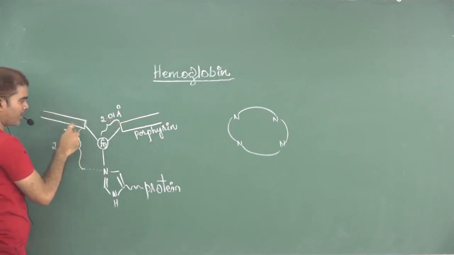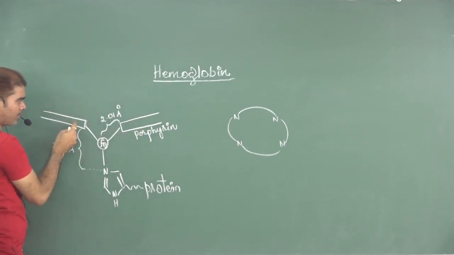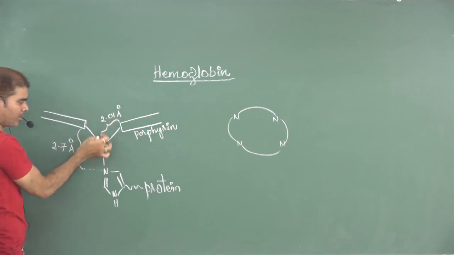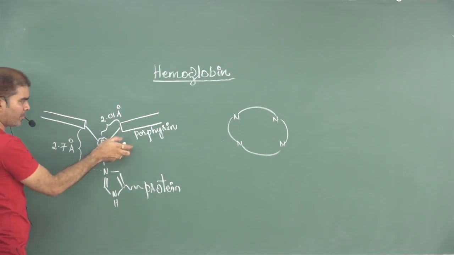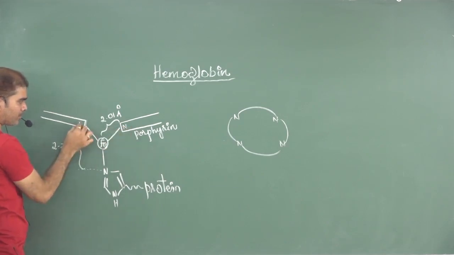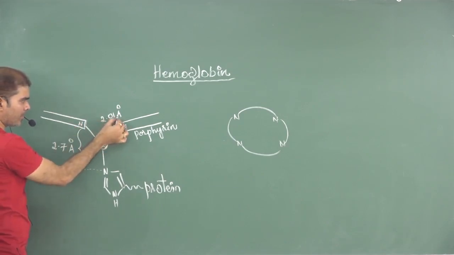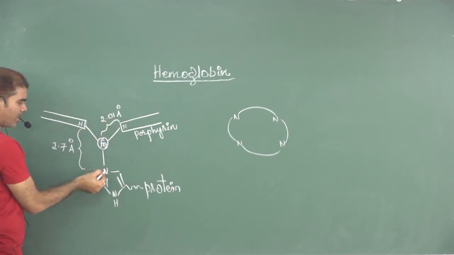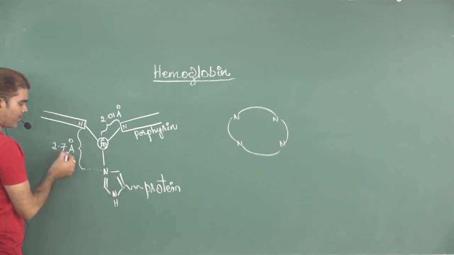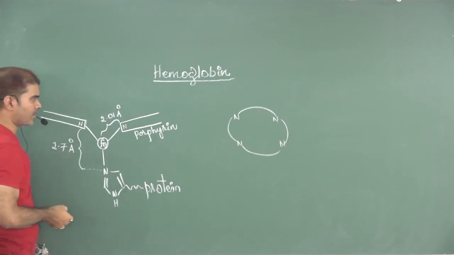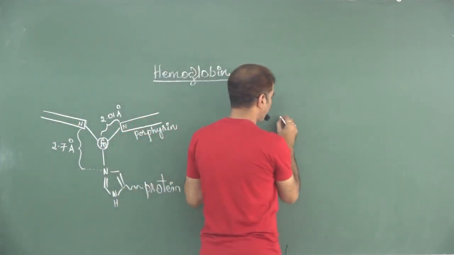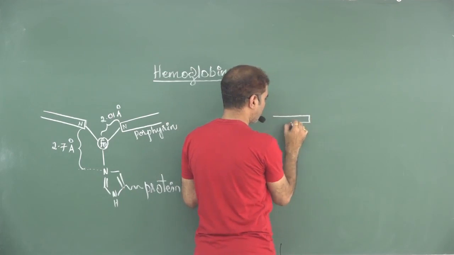Okay, so you can just imagine this as porphyrin. The porphyrin is not in plane, it is coming out of the plane. Iron is coming out of the plane. And what is the distance between the nitrogen and the iron of porphyrin? These are the nitrogens. It is about 2.01 angstroms. And the distance between the porphyrin nitrogen and the nitrogen of your histidine is about 2.7 angstroms. If I can just draw oxy, you will be knowing it.